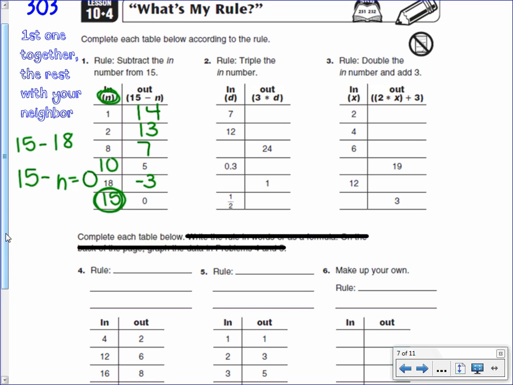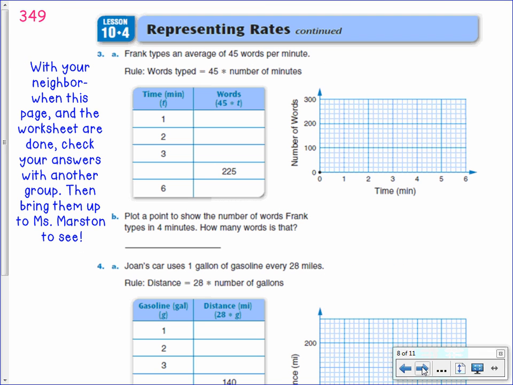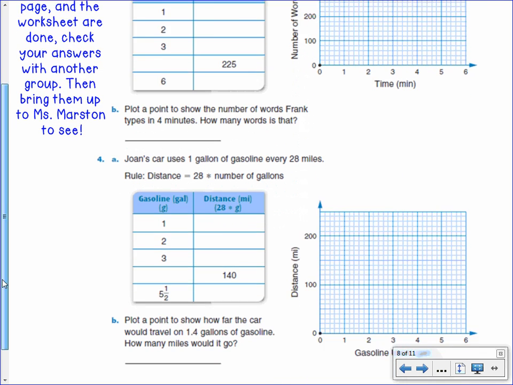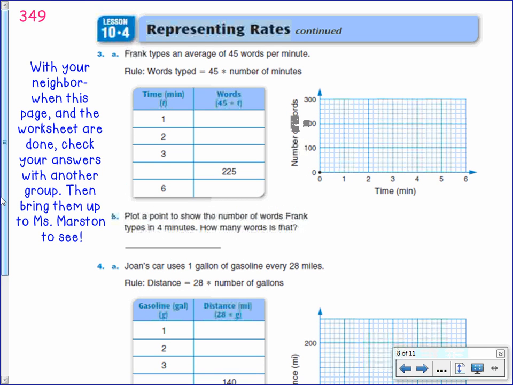Okay, here is more jobs for the rest of class. You can do these with a neighbor. Okay, but a successful neighbor. If I have to ask you once to be on task, you are no longer going to be working with that neighbor. Okay? You are going to finish this worksheet. You are also going to do these 2 questions on page 349.